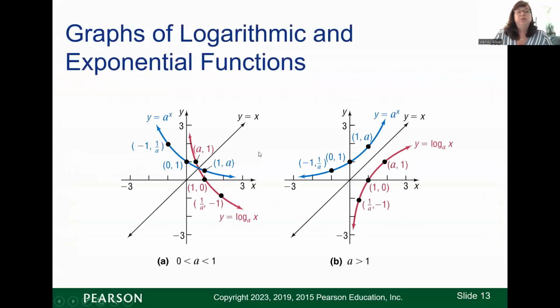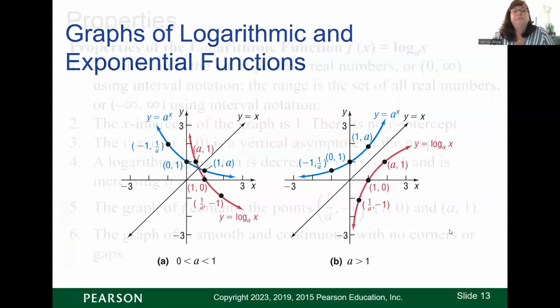All right. Now, the graphs of these are reflections of the corresponding exponential function across the line y equals x. Letter A is if you had a fractional base, a base a between 0 and 1. Letter B is if you have a base that is greater than 1. And these are both reflections across the line y equals x.